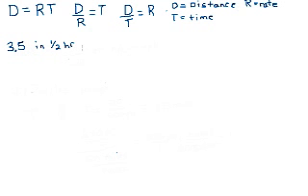Okay, if you run 3.5 miles in half an hour, what is your rate? Rate equals what? Okay, so we know that distance equals rate times time.